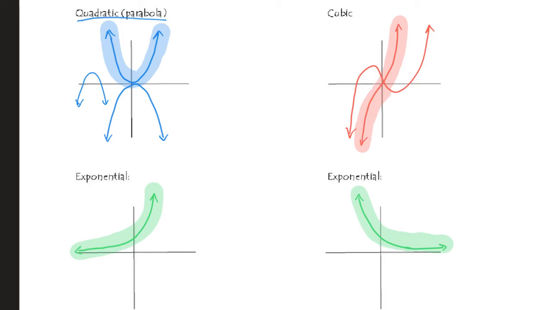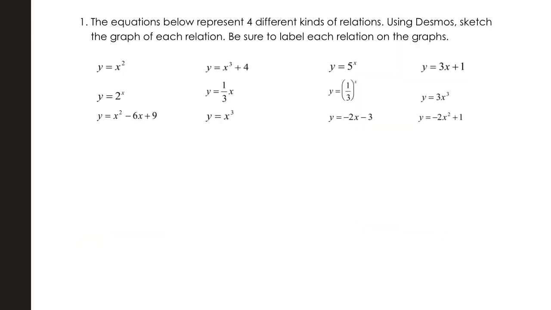Okay, we're going to jump into the next segment of this lesson. What you see at the top of your page is a quick instruction that the equations below represent 4 different kinds of relations. It then says that we're going to use Desmos. And so you guys see Desmos. And we're going to sketch the graph of each relation.